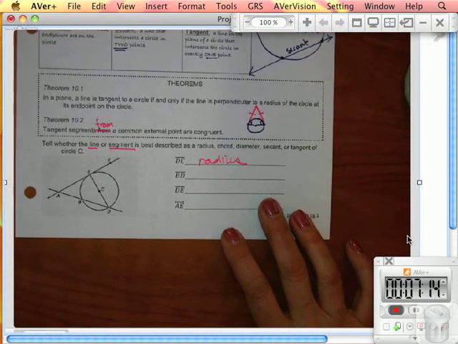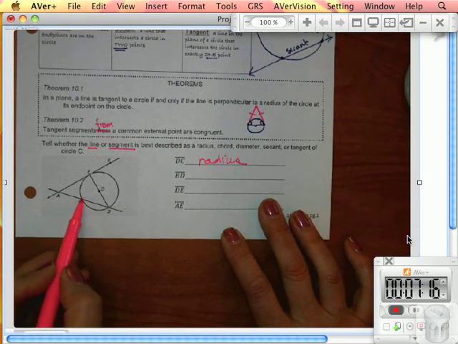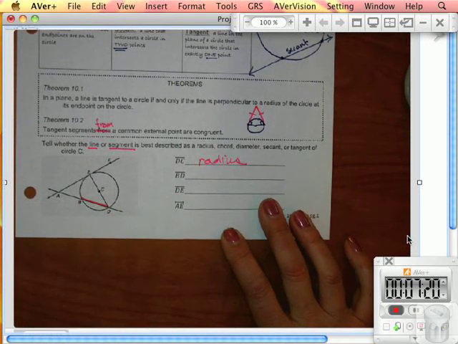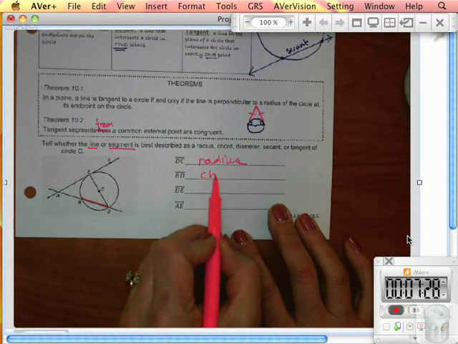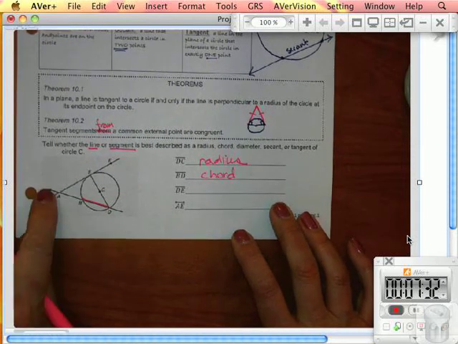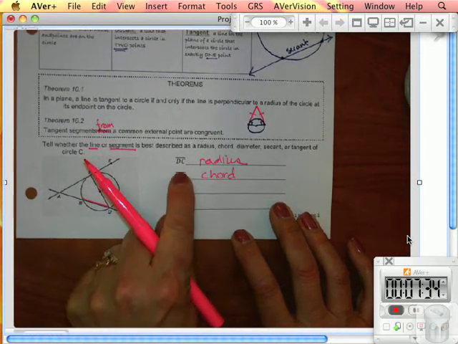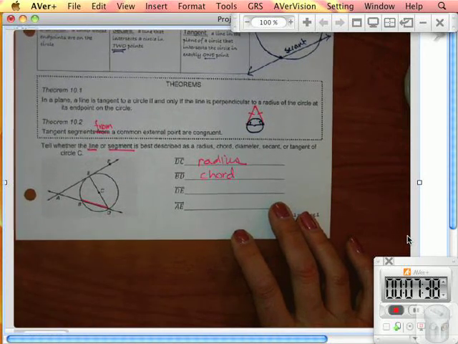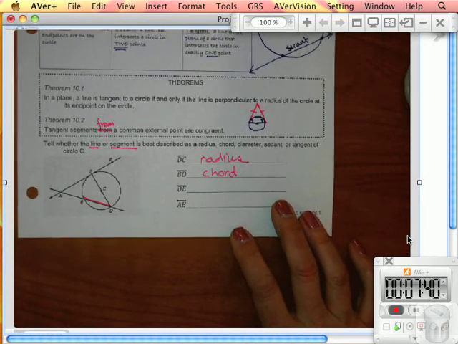Segment BD. Be careful. It's not a secant. It's a chord because they're talking about the segment, not the line, right? So this is a chord. See that if it had the arrows above it, that would be talking about the line, and then we would say it's a secant. All right, DE, what is DE?